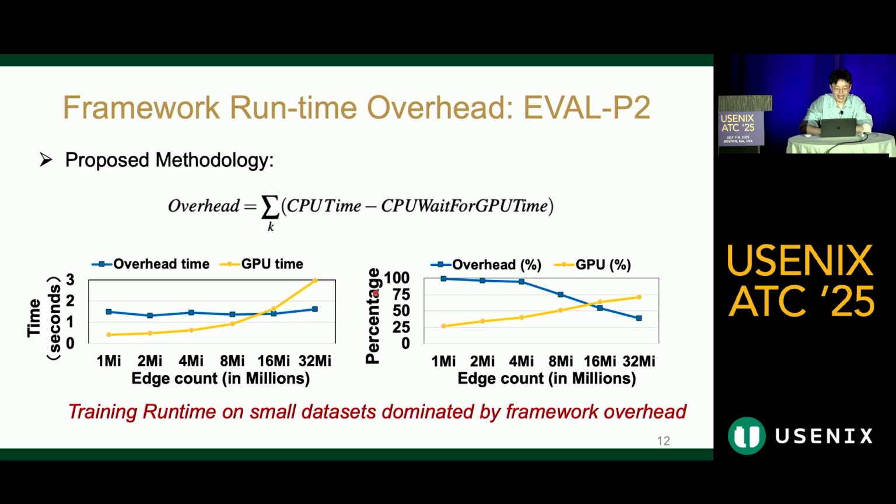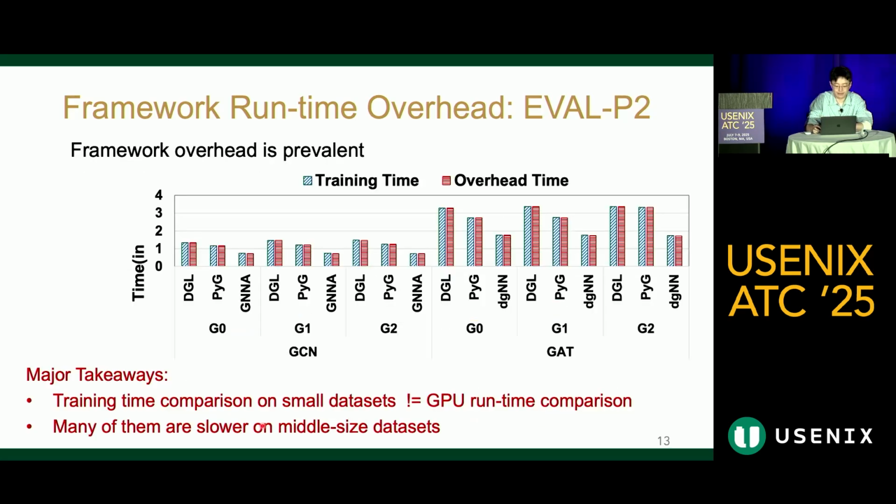Here we plot two figures to show the relationship between the overhead and the graph size. You can see that when the edge count is smaller than 4 million, the overhead time is much larger than the GPU time. On the right, the overhead is almost equal to the training runtime. Even when the edge count goes to around 60 million, the overhead time is similar to the GPU time. This shows that the training runtime on small datasets is actually dominated by the framework overhead.